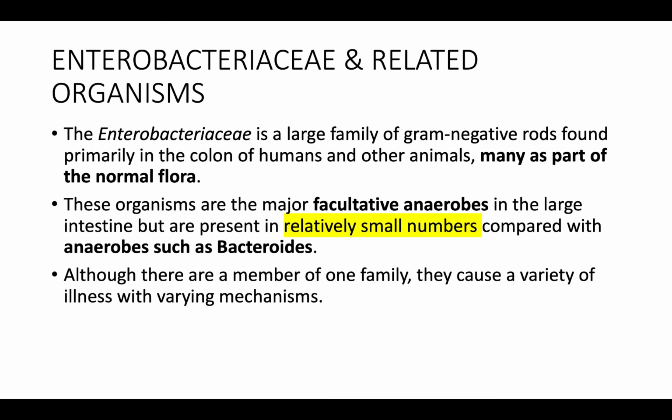So Enterobacteriaceae and related organisms. The Enterobacteriaceae is a large family of gram-negative rods found primarily in the colon, many as part of the normal flora. These organisms are the major facultative anaerobes in the large intestine, but are present in relatively small numbers compared with anaerobes. So anaerobes are more dominant, such as Bacteroides in the gut. As normal flora, they help you digest a lot of things, even in the cycle of, for example, bilirubin and biliverdin. You need gut bacteria to digest a lot of your food and a lot of your recycling of material in your body. So these enterobacteria are part of the normal flora of the gut.